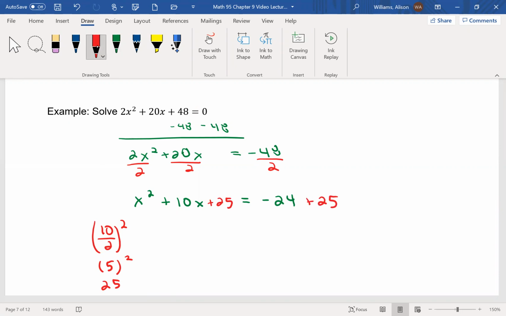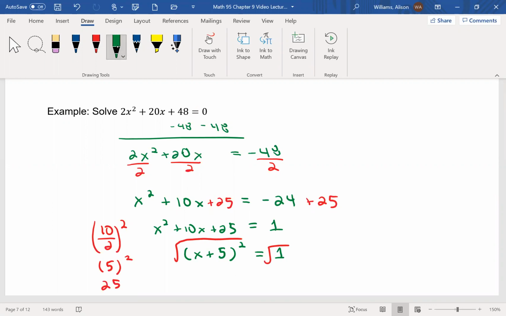Now, on the right side, I'm going to just get 1. But the left side is going to factor into a perfect square. So two numbers that multiply to be 25 but add to be 10, that's 5 and 5. So this is going to factor into x plus 5 squared. Now, I'm going to take the square root of both sides.